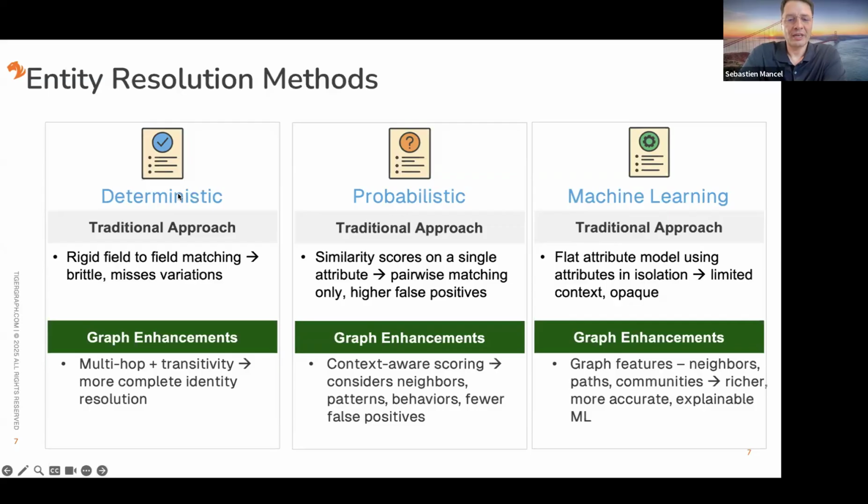And finally, we have machine learning, which is more adaptive. It can learn from many attributes at once, but flat attribute models often lack context and can be opaque as well. So Graph enriches machine learning by adding structural features: neighbors, paths, communities, which make models richer, more accurate, and more explainable. So the point here is not to pick just one method. It's that deterministic, probabilistic, and machine learning each address different aspects of the problem. And together, enhanced with Graph, they provide the most complete and reliable entity resolution.